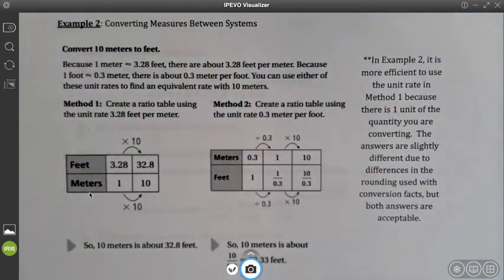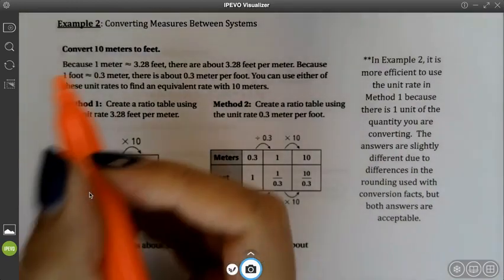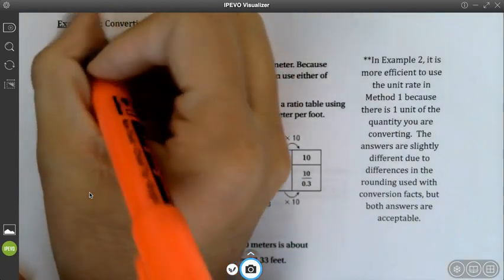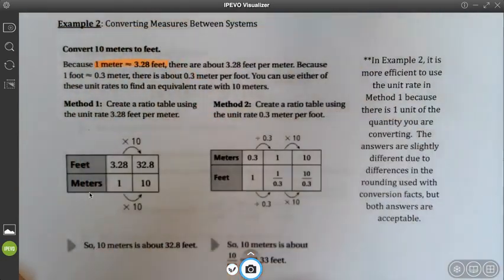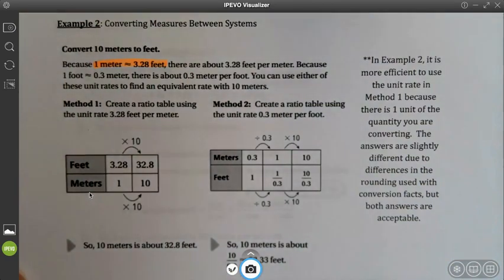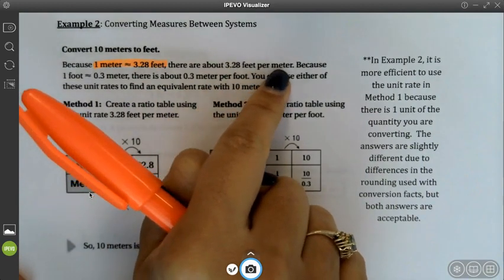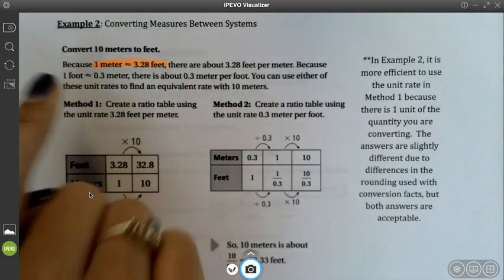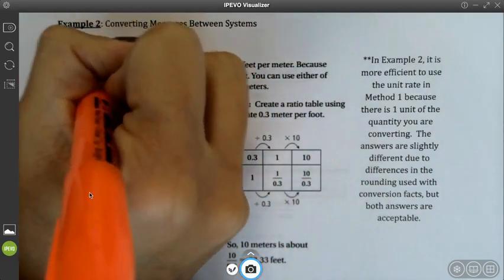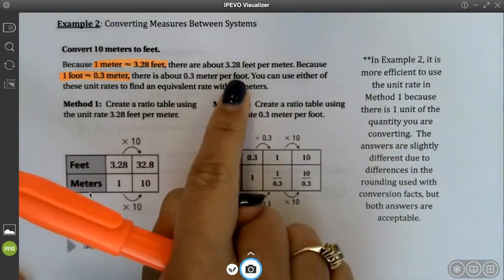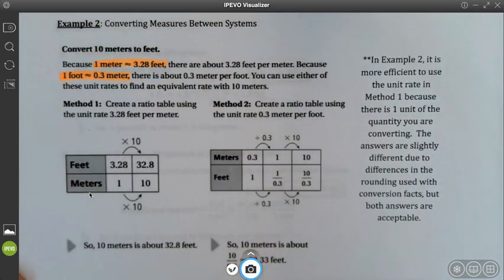What if we were converting measures between systems? We're asked to convert 10 meters to feet. So we know that because 1 meter is approximately 3.28 feet, or 3 28/100 feet, there are about 3 28/100 feet per meter. Because 1 foot is approximately 3/10 of a meter, you can also use that 3/10 of a meter per foot as a unit rate as well. So I'll show you both methods.